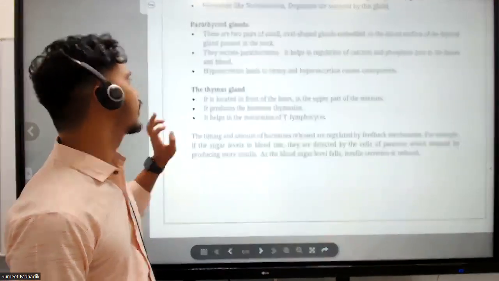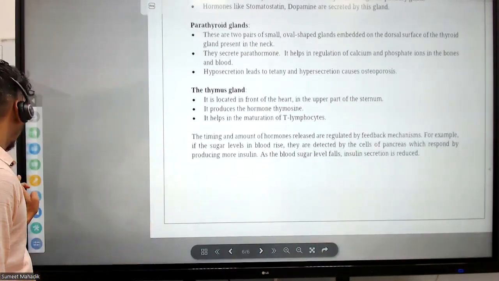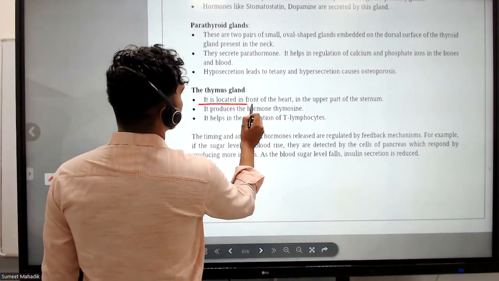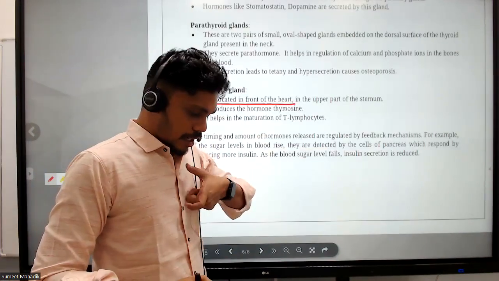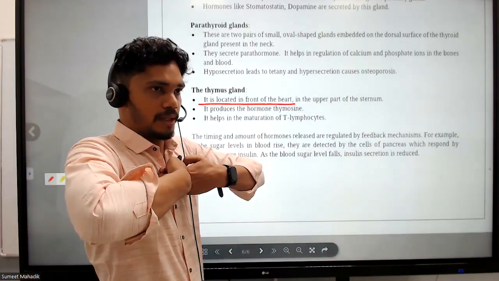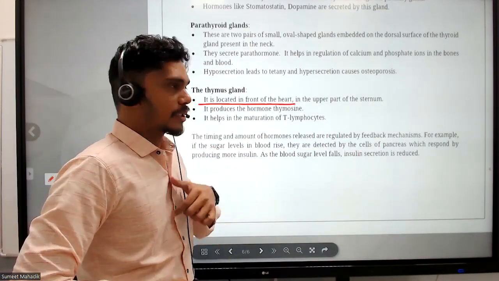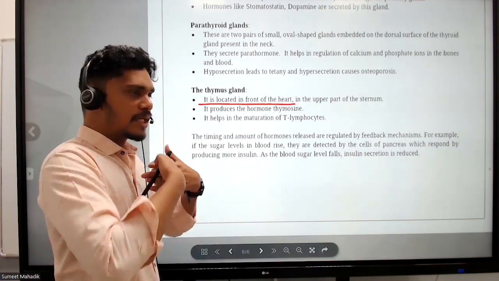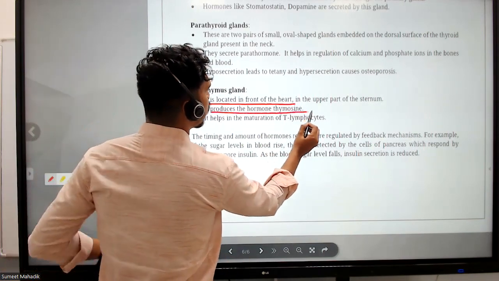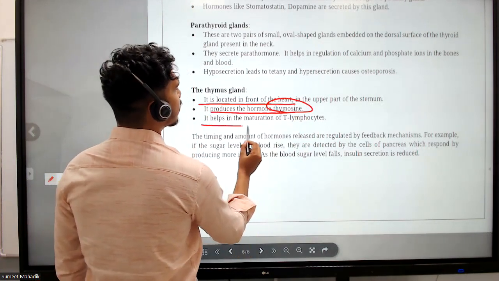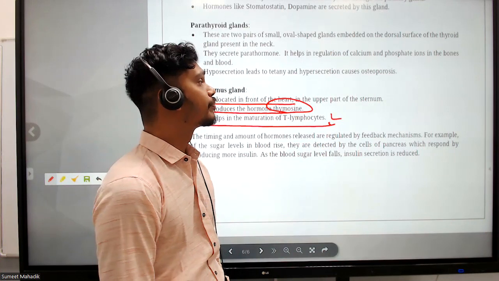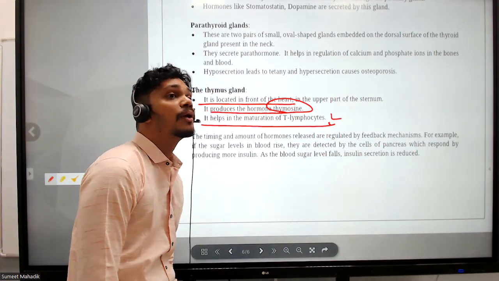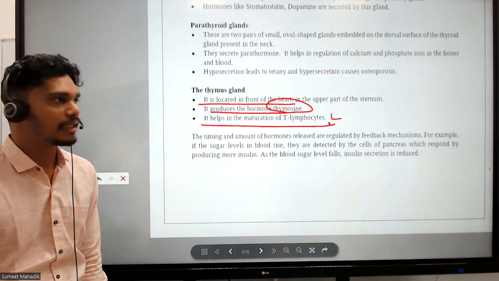Now, the last one, the thymus gland. What is the thymus gland? It is located in front of the heart, in the upper part of the sternum. What is the sternum? The sternum is here and the ribs join over there, and the lungs are protected. It produces the hormone thymosin. It helps in the maturation of T lymphocytes, which are found in immunity. B lymphocytes and T lymphocytes.